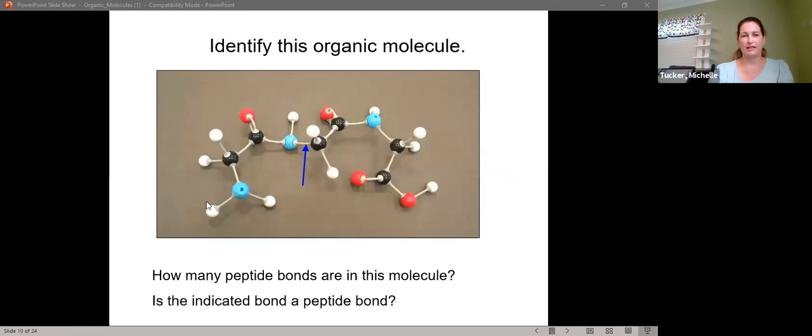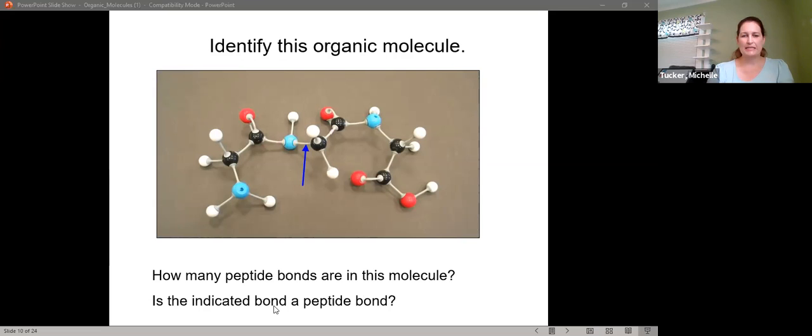Now this one has 1, 2, 3 nitrogen. So it's not an amino acid, it is a tripeptide. Very good. Okay, so if it is a tripeptide, how many peptide bonds are there in the molecule? 2. Okay. Now, this is more difficult in a diagram than it is in real lab.